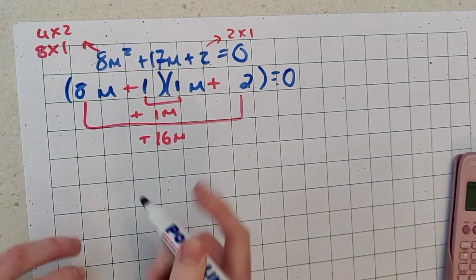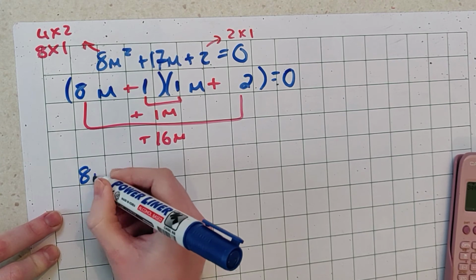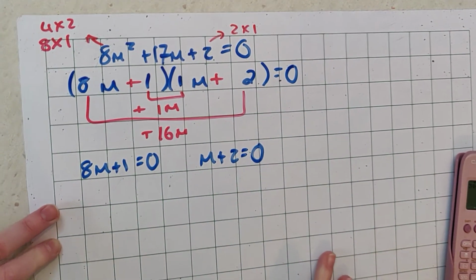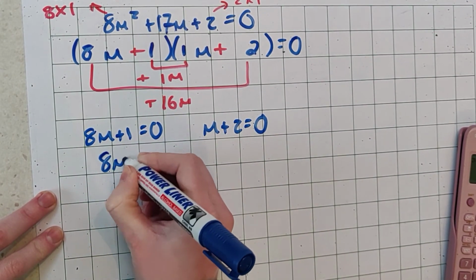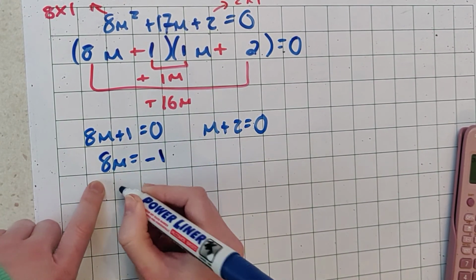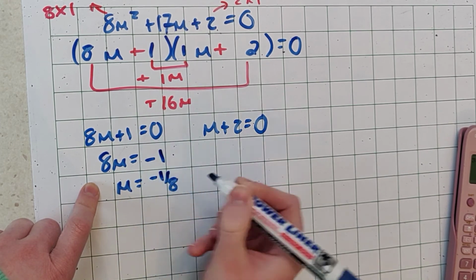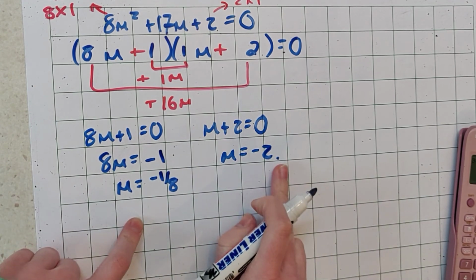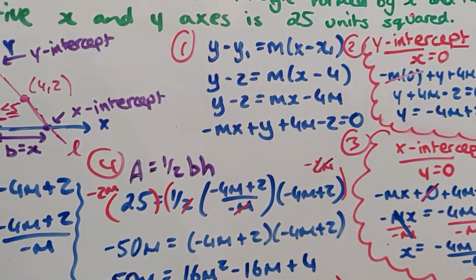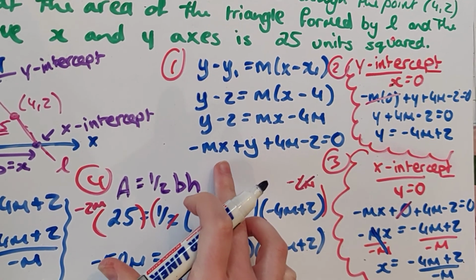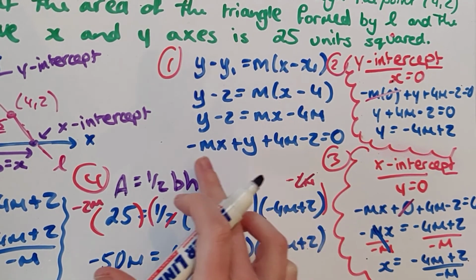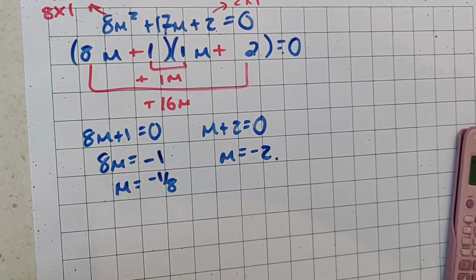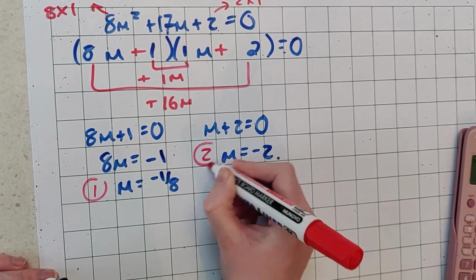So that means I have 8m plus 1 in my first bracket is going to be equal to 0, and m plus 2 in my second bracket is going to be equal to 0. So 8m is equal to minus 1, and m is equal to minus 1 over 8, and here m is equal to minus 2. So now I have my two slopes, which is why I'm going to form two equations of a line. Going right back to step 1, where I have my first equation of a line, I'm now going to substitute in twice for m for my two solutions. Okay, so I'm going to use answer 1 and answer 2.